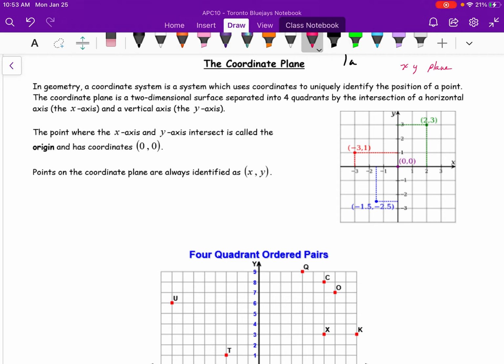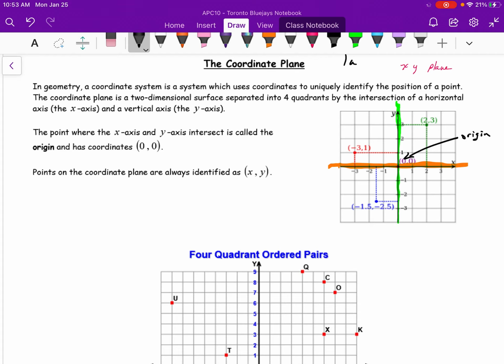The coordinate plane is a two-dimensional surface that is separated into four quadrants by the intersection of a horizontal axis, the x-axis, and a vertical axis. The horizontal axis, which is highlighted in orange, is called the x-axis. The vertical axis, which is highlighted in green, is called the y-axis. The intersection of the x and y axis, the center, is called the origin.